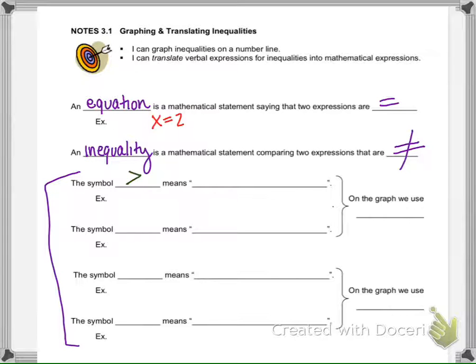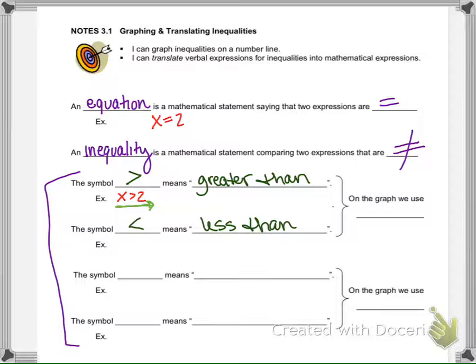So the first symbol I need you to know is the greater than symbol. And this is how we read this type of statement. We're always going to read it left to right like we're reading a book. So x is greater than 2. So it could be 3, it could be 100, anything that's greater than 2 is what x could be.